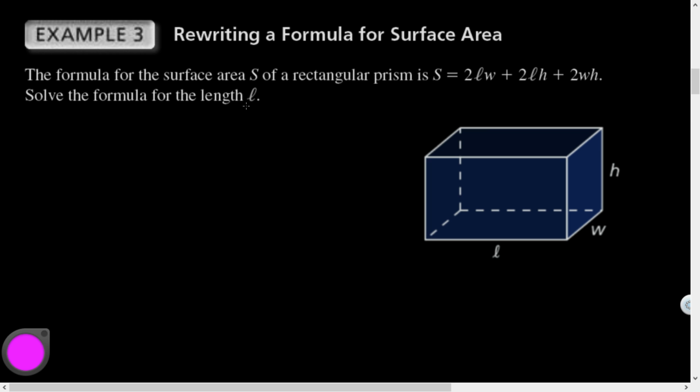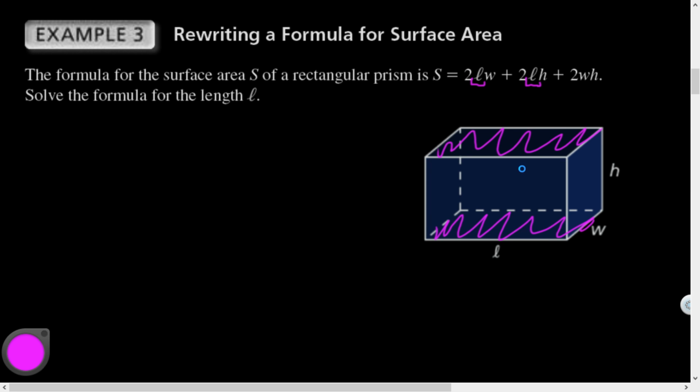Solve the formula for L. It would have been equally easy if it was solving for any of the other variables. So I'm looking for this L and this L. There's only 2 L's. This term doesn't have an L, oddly enough. The formula that we're looking at here is the surface area of a rectangular prism. All right, 2 times LW. LW is this and this.